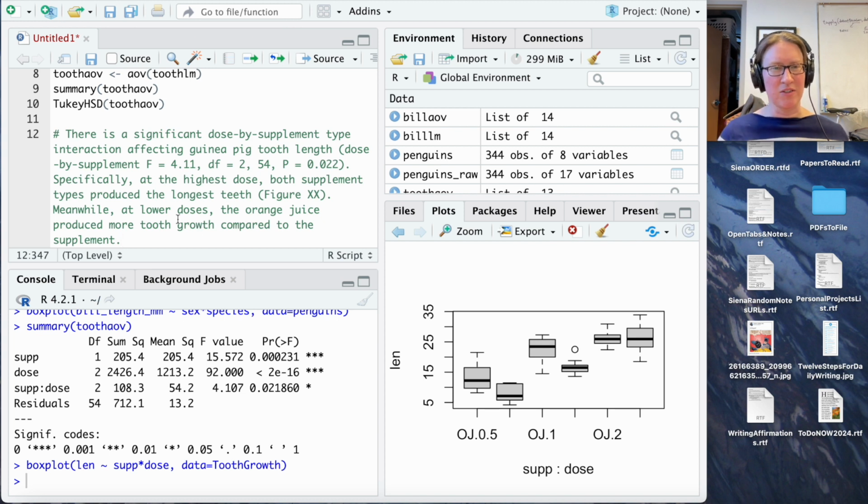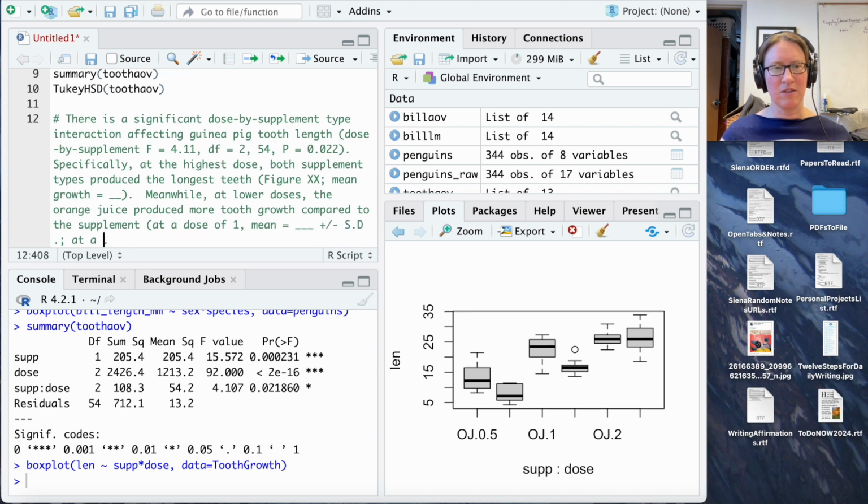Right. And, as you're developing your results, you probably would want to get more specific about this. So figure XX, mean growth, and then you want to specify what your mean growth is. Here at a dose of 1, mean of whatever that mean is, plus or minus the standard deviation. A dose of 0.5, mean of whatever that is, plus or minus the standard deviation. Okay. So that would help to build out what's going on here.